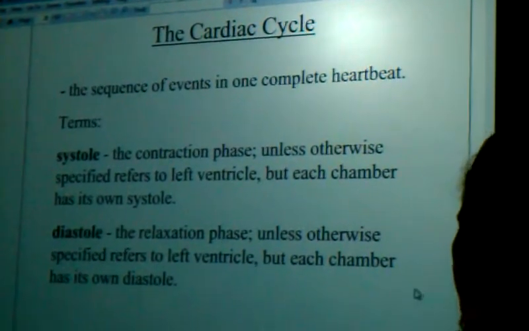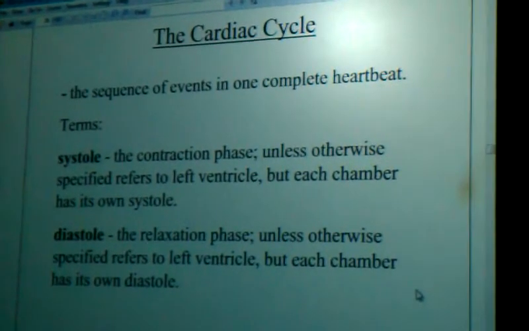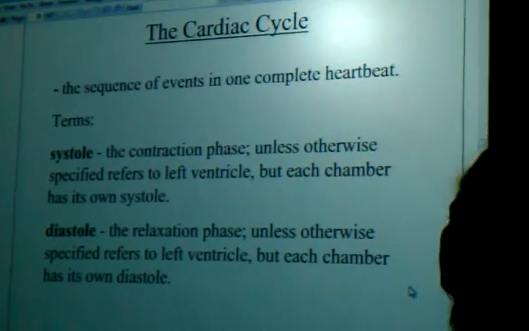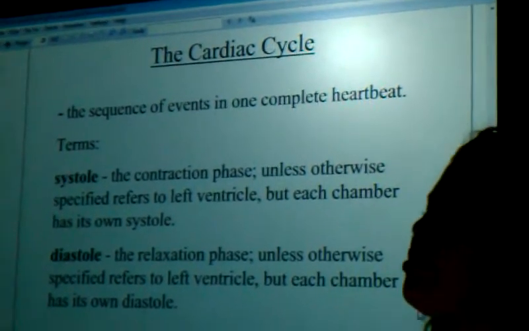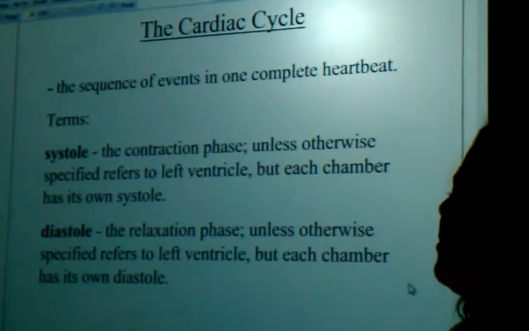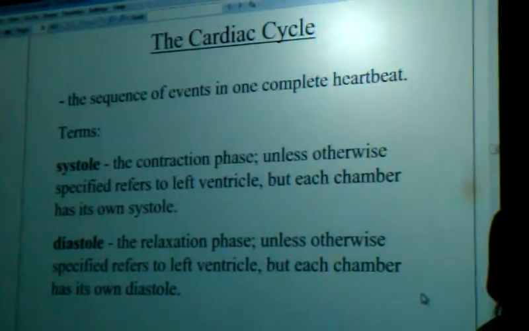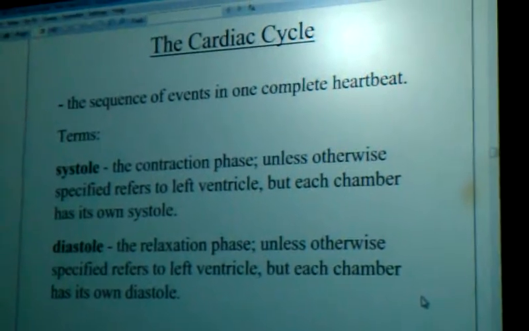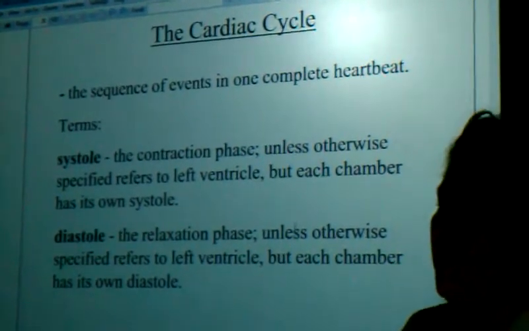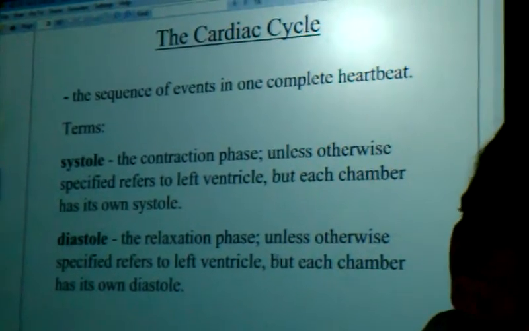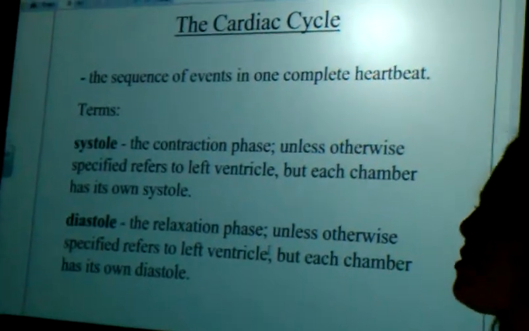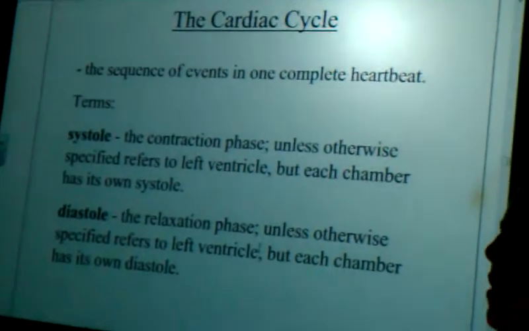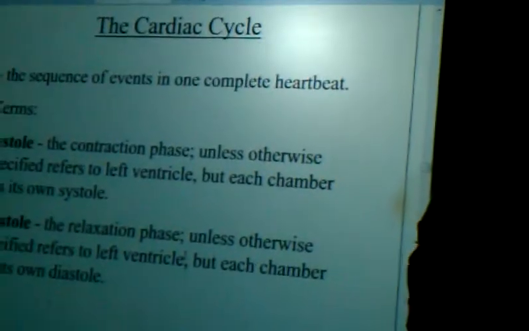All right. Cardiac cycle. The cardiac cycle tells about all of the events that occur in one heartbeat. And one heartbeat takes very little time, like 28 seconds or something like that. And we can list in sequence about 5 events that occur in the cardiac cycle.